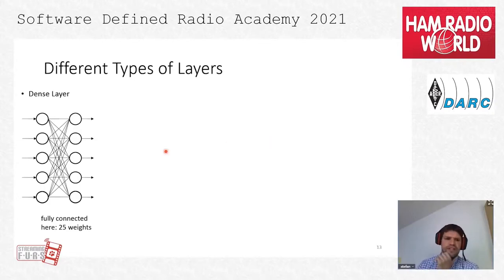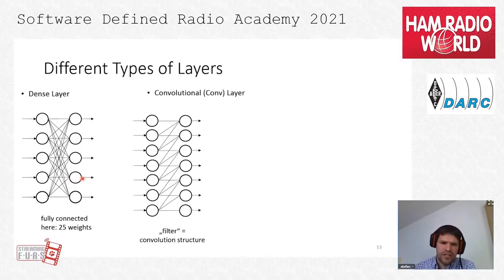So there are different types of layers in the neural network. What we have seen so far is a dense layer, where every node is connected with every other node. It's called a fully connected layer, and it contains a lot of weights. It's quite complex to train. So researchers have come up with some more structured layers. One very commonly used layer is the convolutional layer. The convolutional layer has a very specific structure. A neuron is only connected to very few preceding neurons. And there is also some kind of structure.